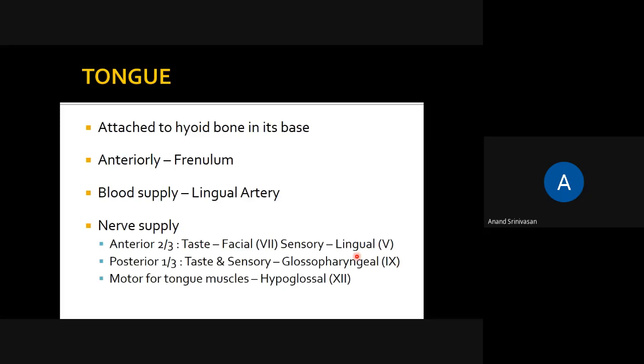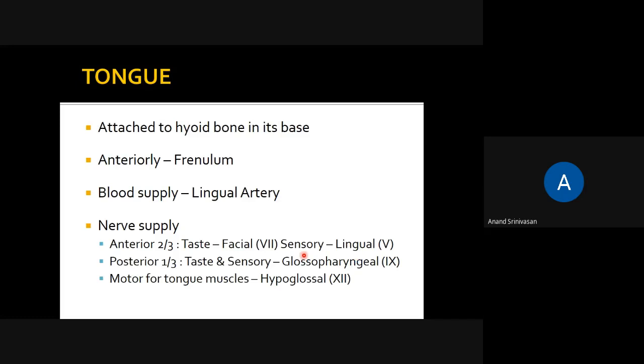Say they will ask: a person is coming with loss of sensation in the anterior two-thirds of the tongue, but there is taste present in the anterior two-thirds of the tongue. So which nerve is involved? Okay, so you need to analyze and then tell.